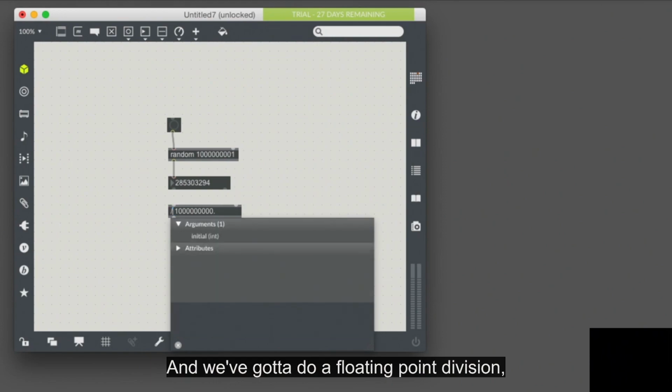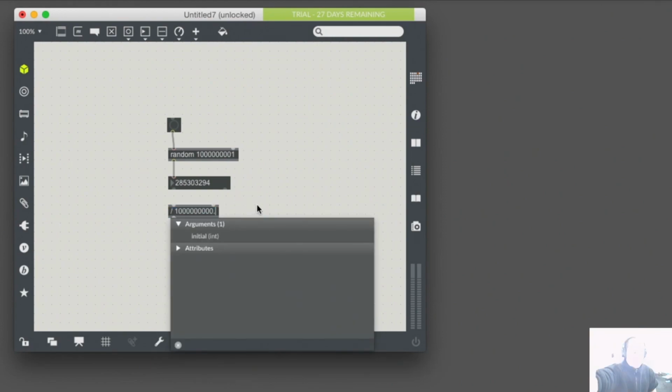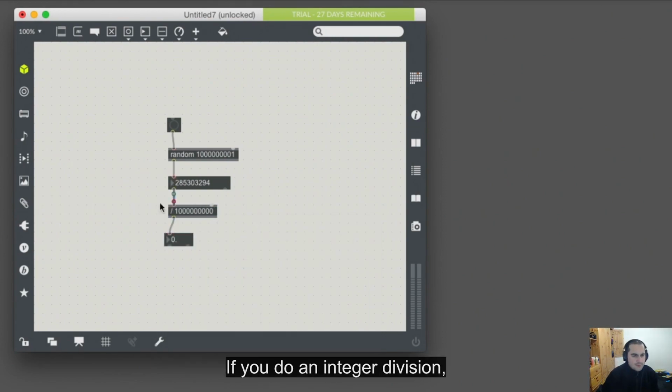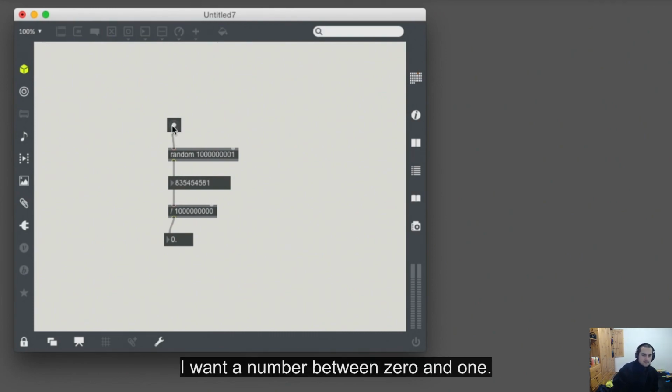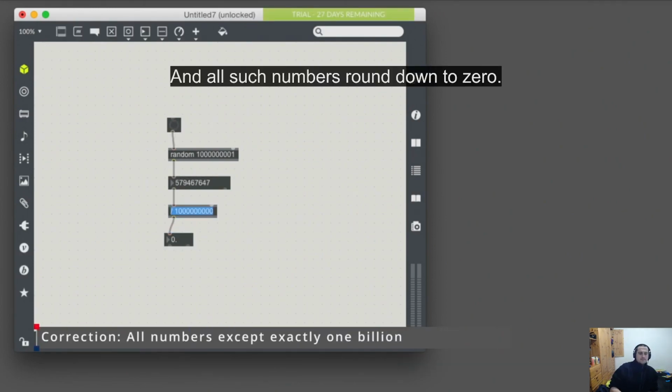And we've got to do a floating point division, because otherwise, let me show you, this is a classic error. If you do an integer division, it's just always going to round down to 0. I want a number between 0 and 1. And all such numbers round down to 0. So it's got to be a floating point division.